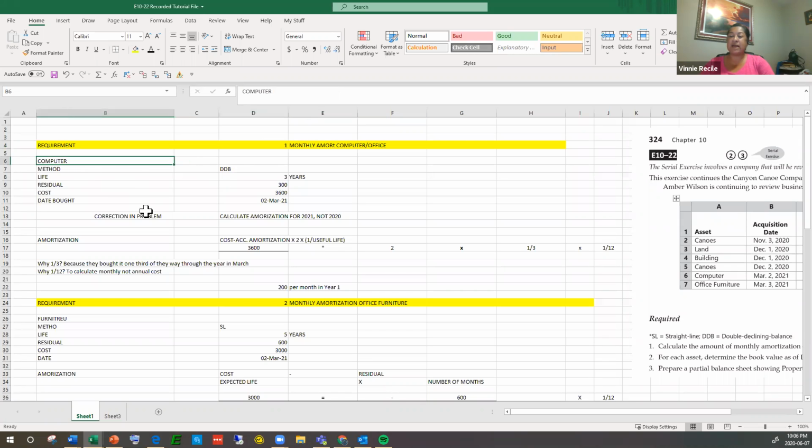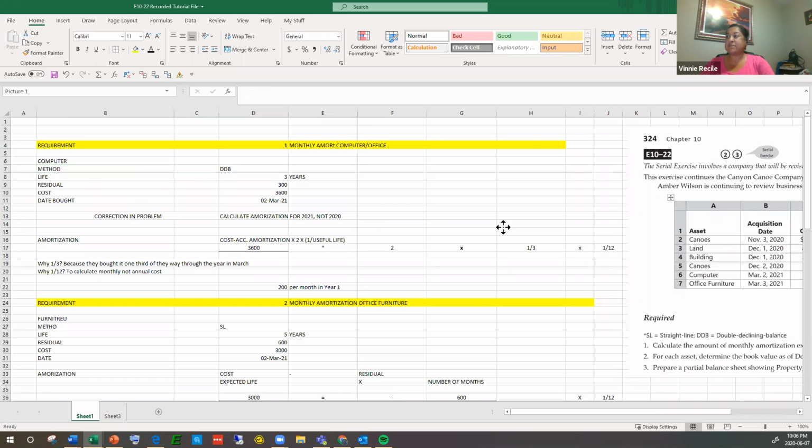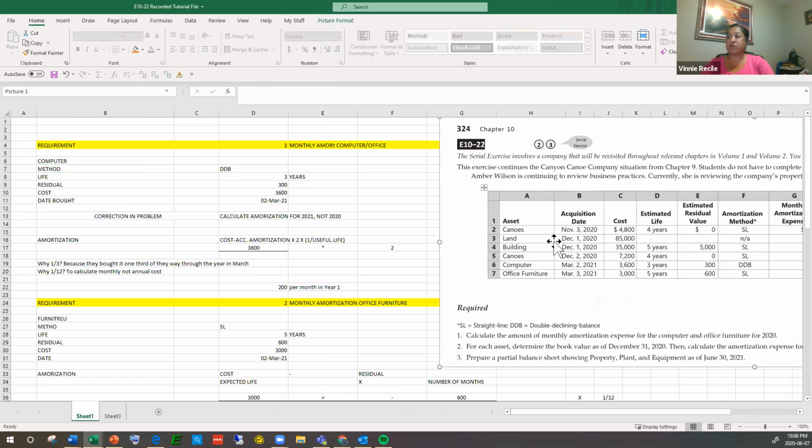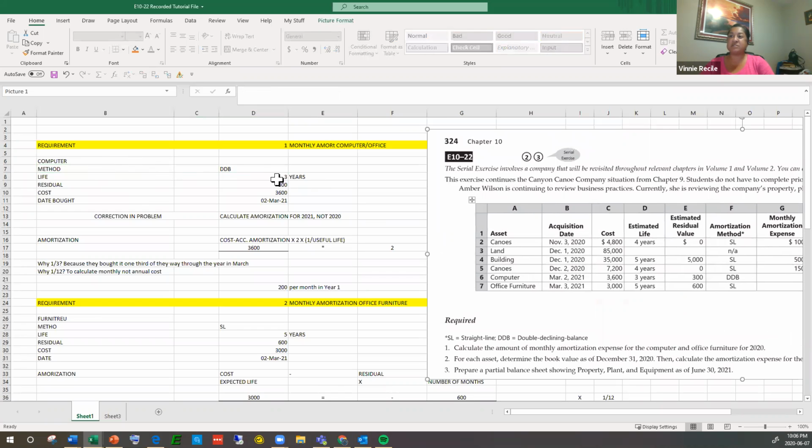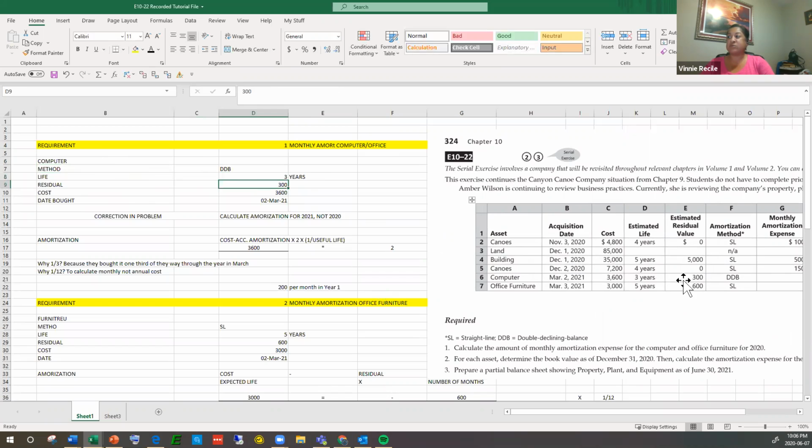The asset that we're listing here is the computers. The method is double declining balance. How do we know that? They told us right in the problem. So this is a little chart. I'm just going to keep this close here for the purposes of reviewing. The life of it is 3 years. It tells you right in the problem. Residual value is $300, again given. Cost is $3,600, given. The date purchased is March 2nd, 2021.